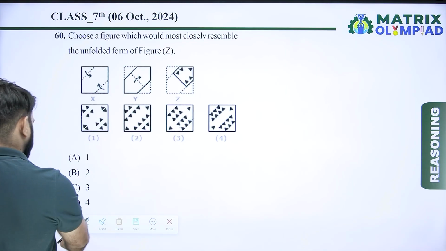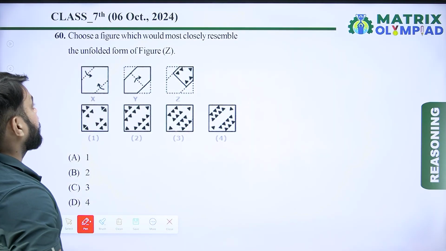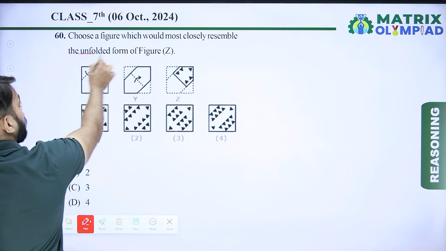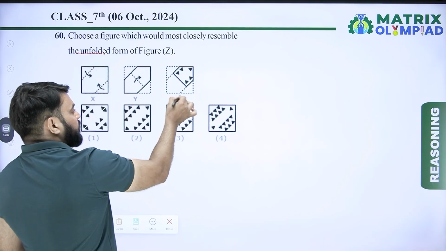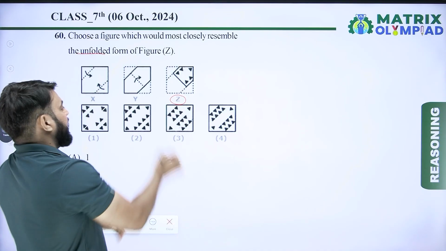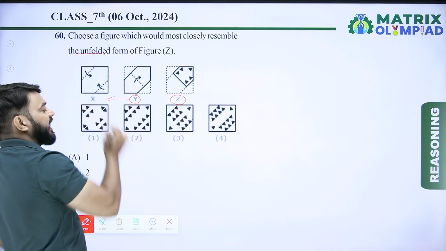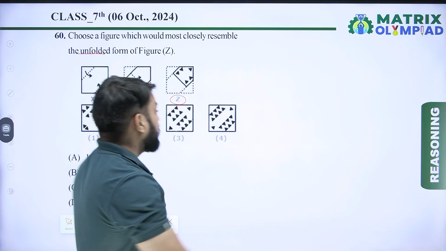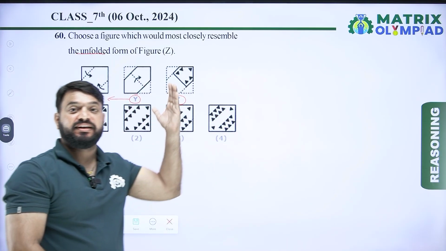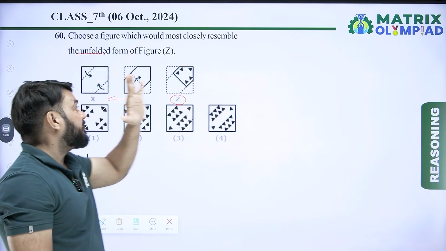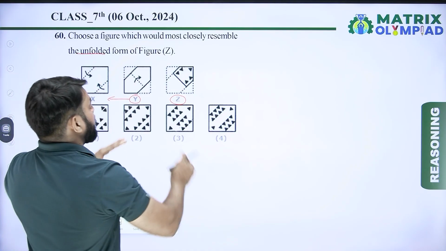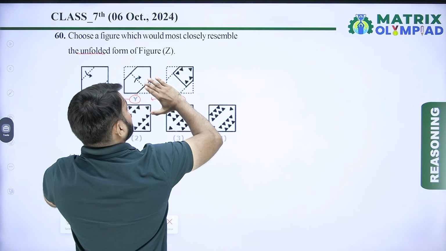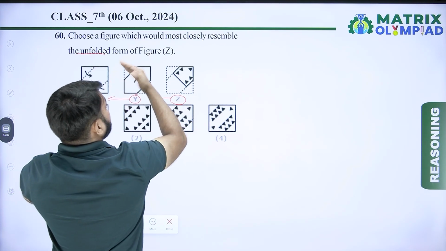Next question is question number 60. Choose a figure which would most closely resemble the unfolded form of figure Z. Unfold the Z, then we got Y. Now unfold the Y, then we got X, and find the image of X because X represents unfolded paper. Unfold the paper in the same sequence when it was folded and find the mirror image in each case. So first unfold the Z, then we got Y. So unfold the paper in this direction because X has been folded in this direction.